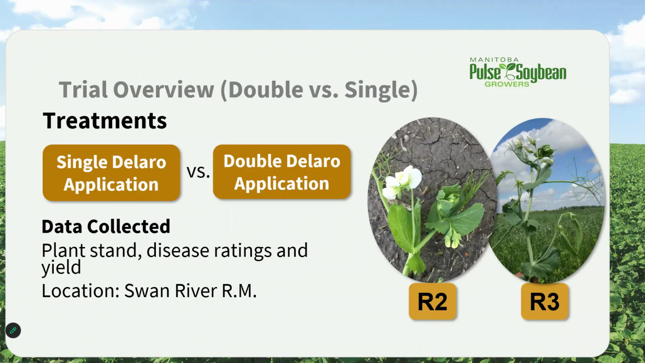And then moving on to the double versus single trial, we had a single application of Delaro compared to 2 Delaro applications. The first application was made at R2, and then about 7 to 10 days later, the second application of Delaro was applied at R3. And we looked at plant stand, disease ratings, and yield. And that trial was in Swan River.